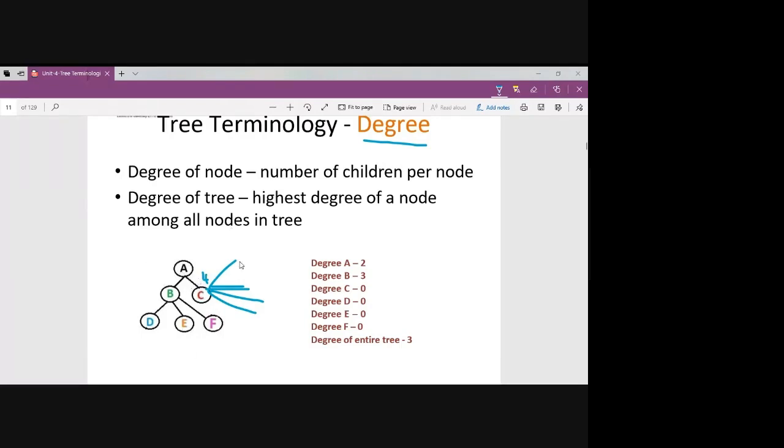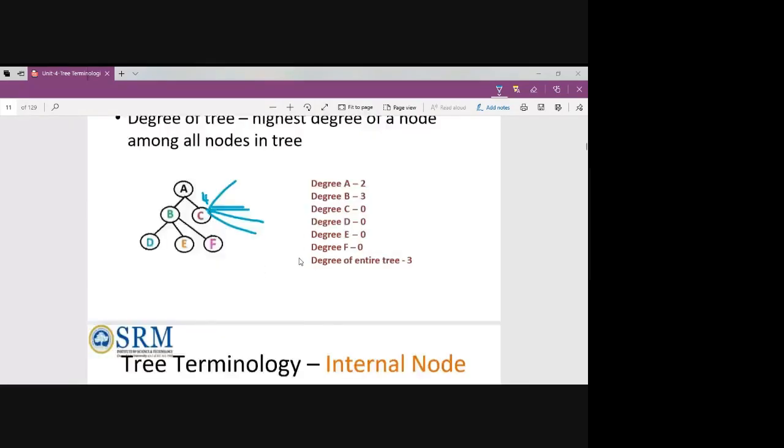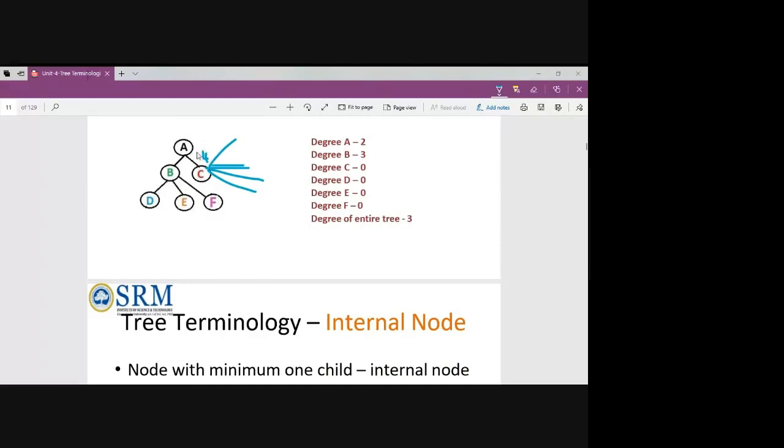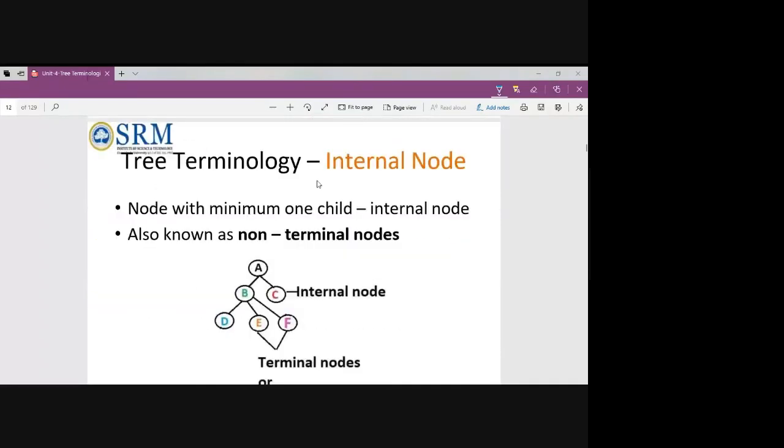So the highest degree will be that of the node having the larger number of children. If it is 4, it will be 4. Similarly, what is called an internal node is also called a non-terminal node. These both are the same. Non-terminal nodes and internal nodes are the same: nodes with a minimum of one child.